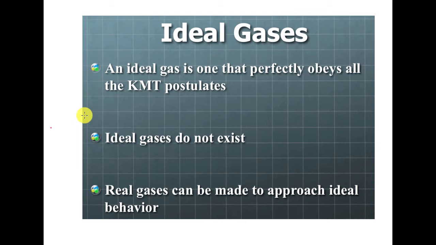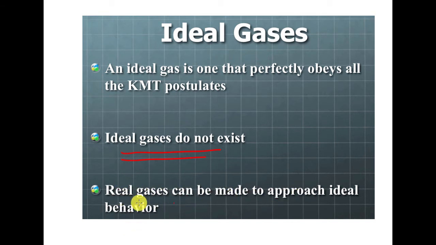So an ideal gas is going to be a gas that completely obeys all of the postulates of the kinetic molecular theory. Now, there is no gas that really does that. There's no gas that we've ever discovered that completely obeys all of those postulates. They're always going to vary from that, because all gases can condense down into a liquid phase, and eventually most of them can turn into a solid.